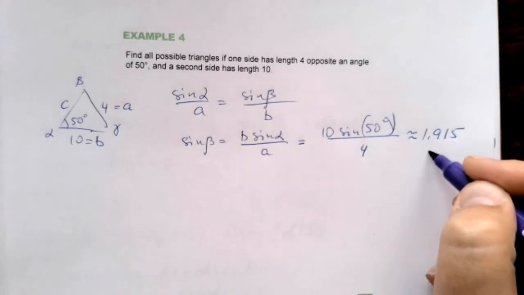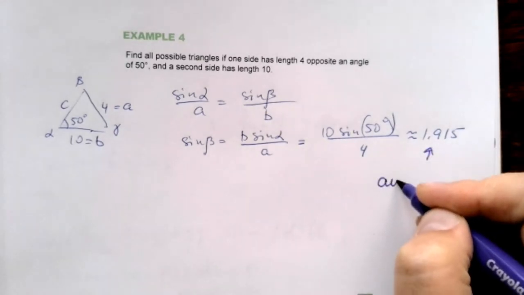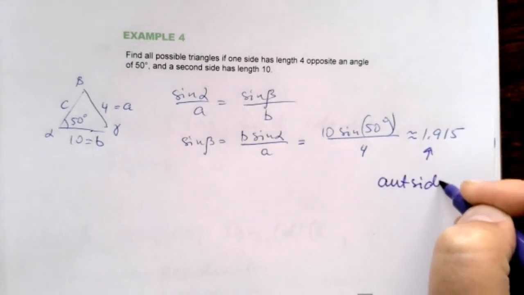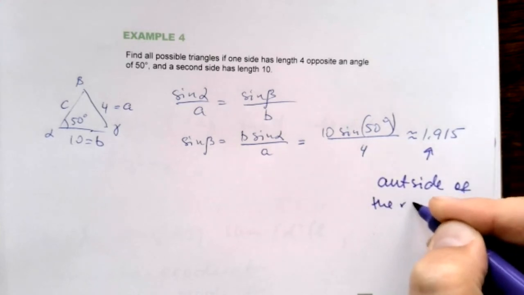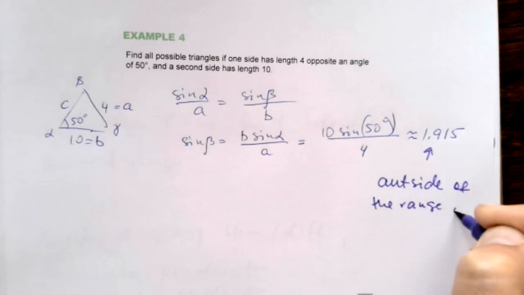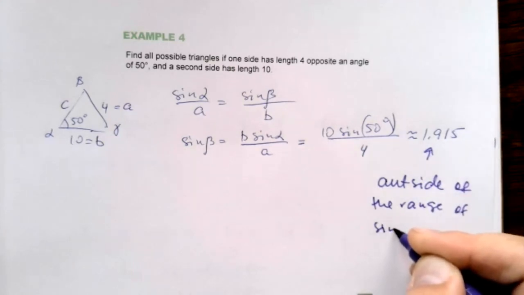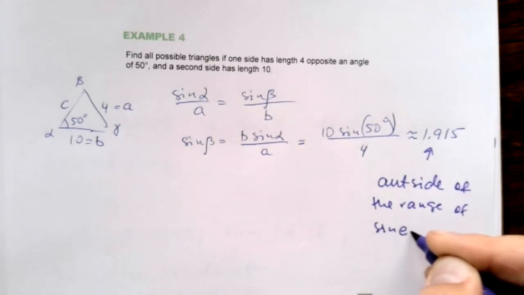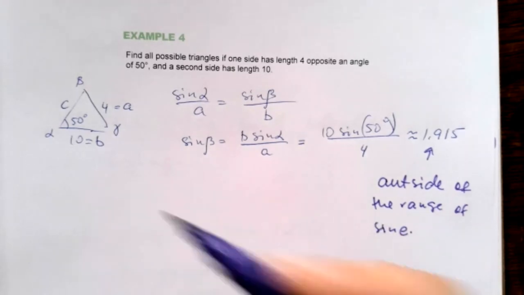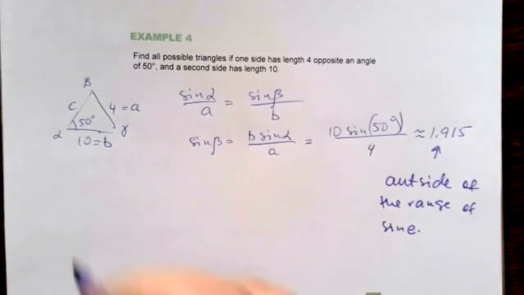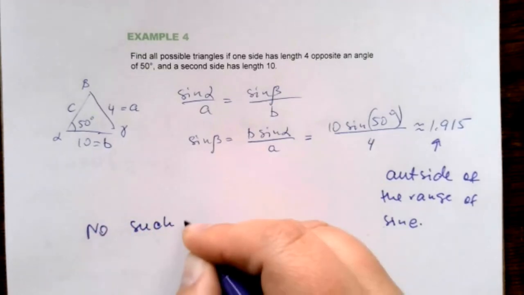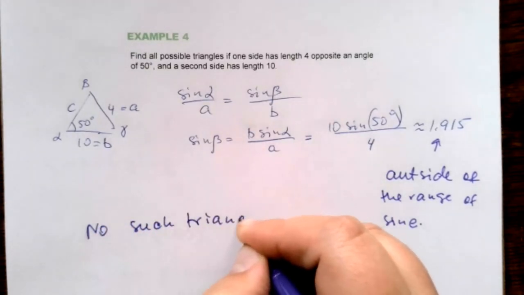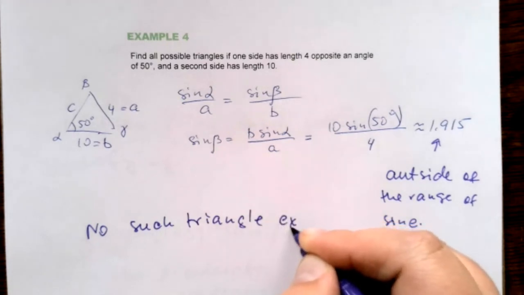So this value is outside the range of sine. What does that mean? That means that no such triangle exists, right? No such triangle exists.